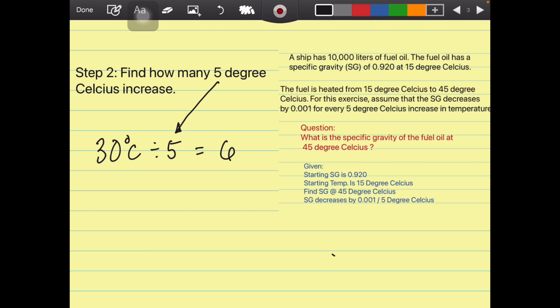Kanina, sa step 1, nag-subtract tayo ng 15 sa 45 degrees, di ba? And that we get, the difference between them is 30. Yun yung sa step 1 kanina. Yung 30 na yan, ayan siya. And we get 6. Okay? We got 6.